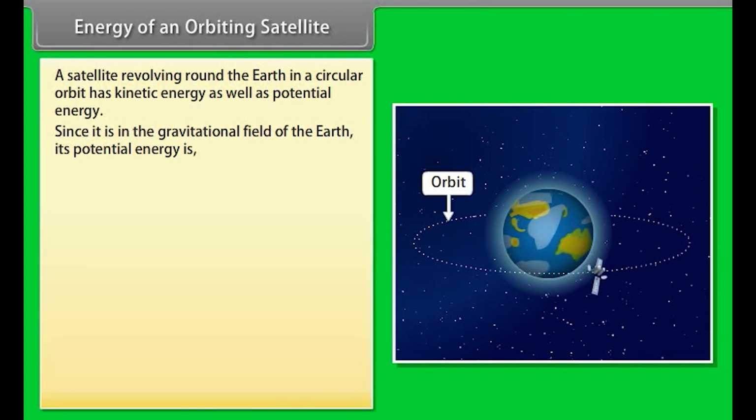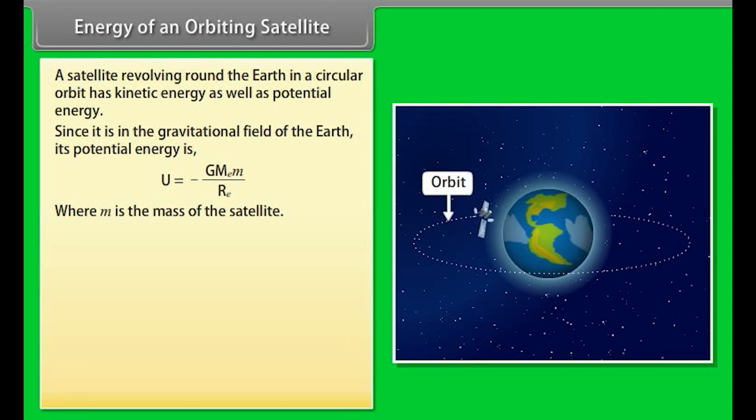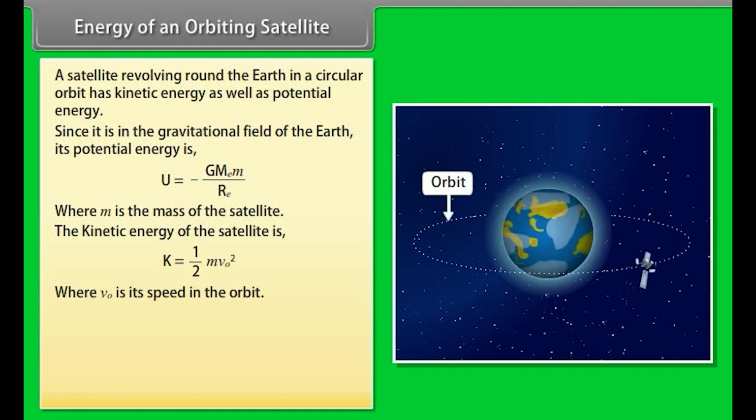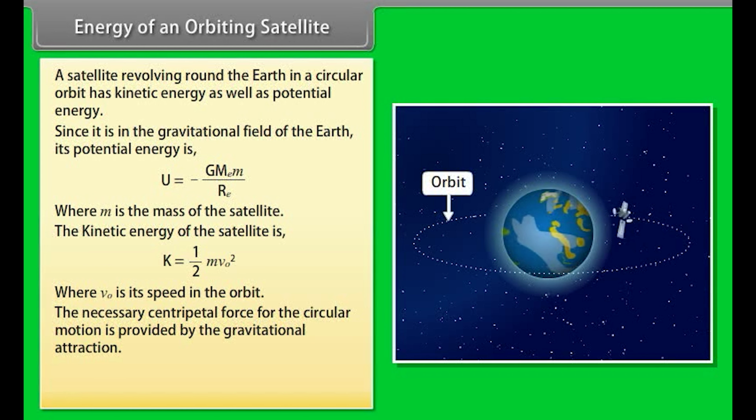Since it is the gravitational field of the Earth, its potential energy is U equals minus G M_E M divided by R_E, where M is the mass of the satellite. The kinetic energy of the satellite is K equals half m v naught squared, where v naught is its speed in the orbit. The necessary centripetal force for the circular motion is provided by the gravitational attraction.